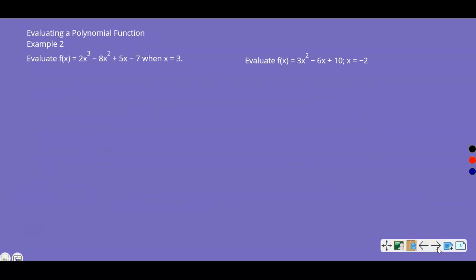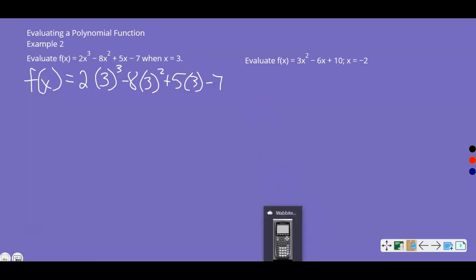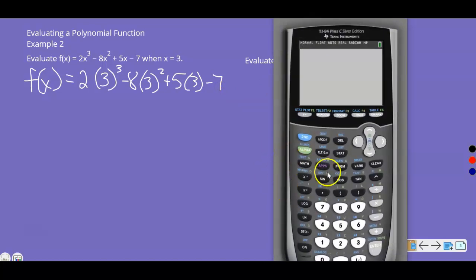Example 2, evaluating a polynomial function. All right, so to evaluate a polynomial function, when it gives you x equals a number, all you have to do is take that number and substitute it in for the variable in every place you see the variable. So f of x equals 2 times 3 to the third power minus 8 times 3 squared plus 5 times 3 minus 7. So when we evaluate that, that will tell us what the function equals when x is 3.